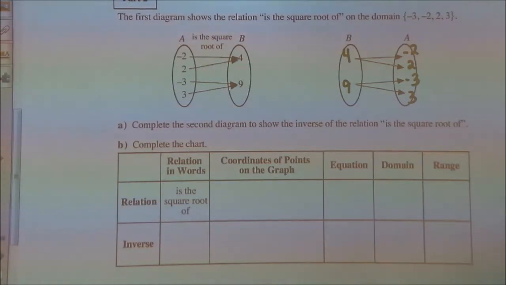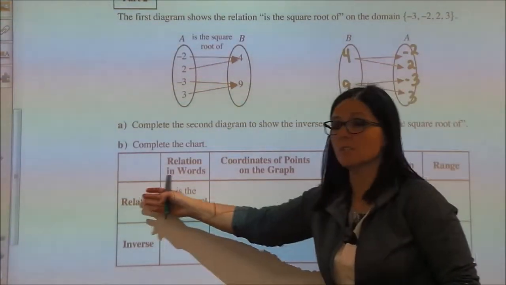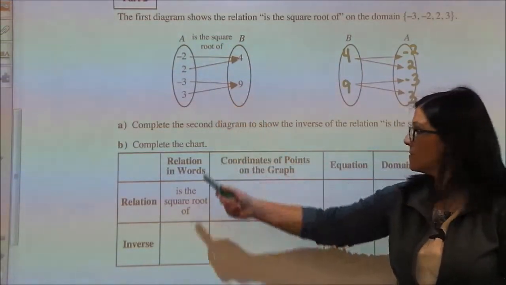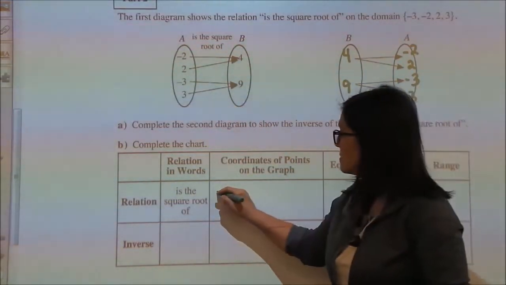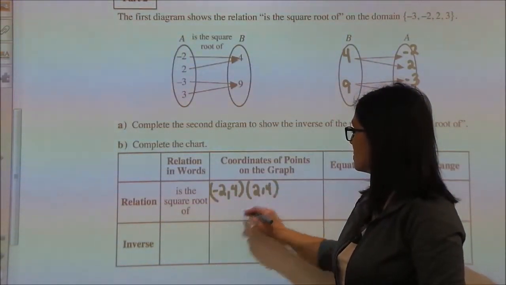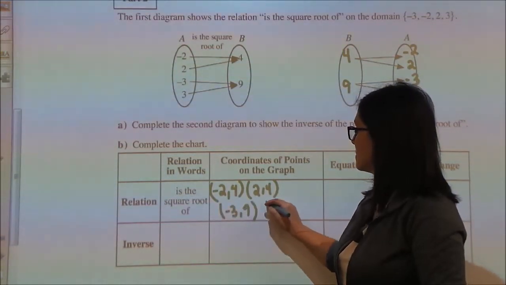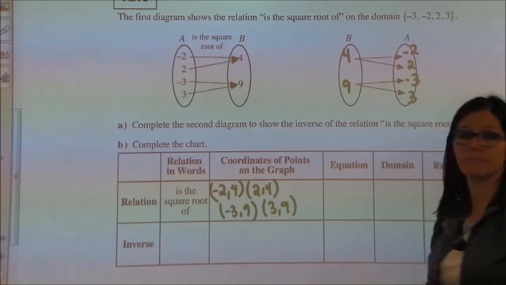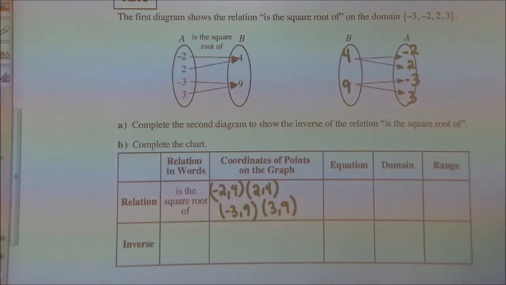So if I filled in my chart for this one. The coordinates of the points, negative 2 and 4, 2 and 4, negative 3 and 9, and positive 3 and 9. I'm not going to worry about the equation for a moment. But I'm going to look at the domain. What's my domain? What are my x values? So what are all my x values?